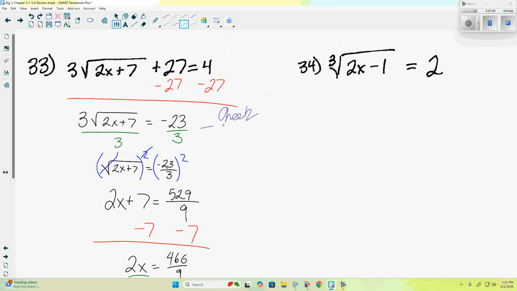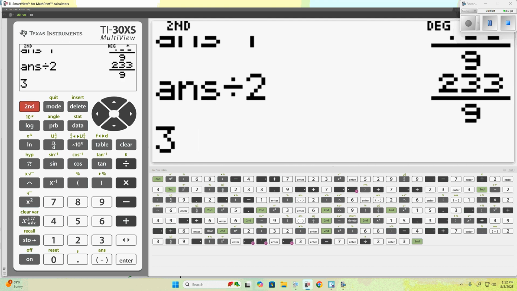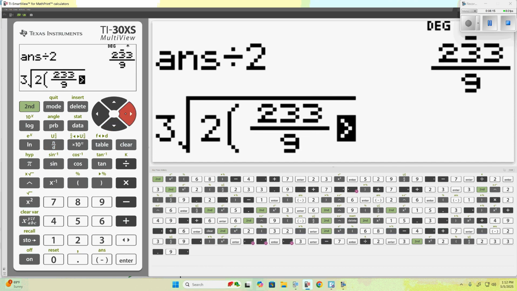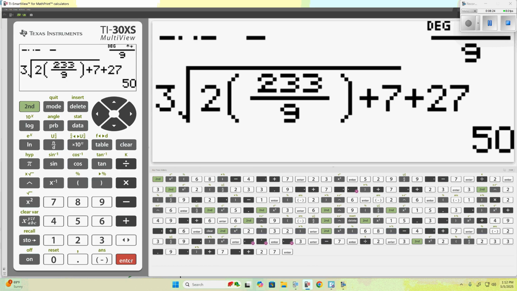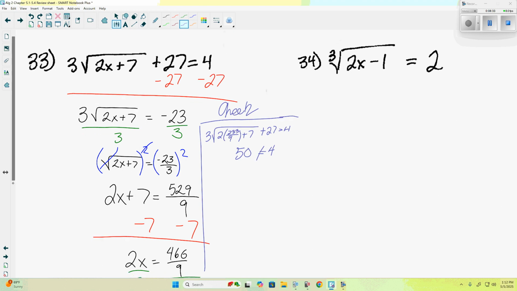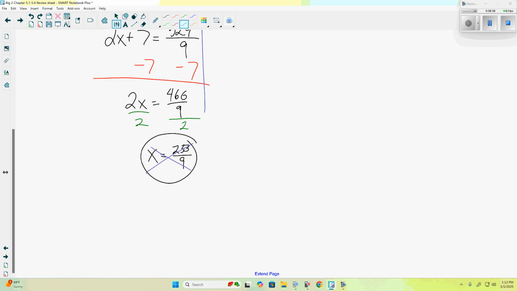Now, if we check this one here, we have 3 times the square root of 2 times 233 over 9 plus 7 plus 27 is equal to 4. So 3 times the square root of 2 times 233 over 9 plus 7 plus 27 is 50. 50 is not equal to 4. So we know that x cannot be 233 over 9.